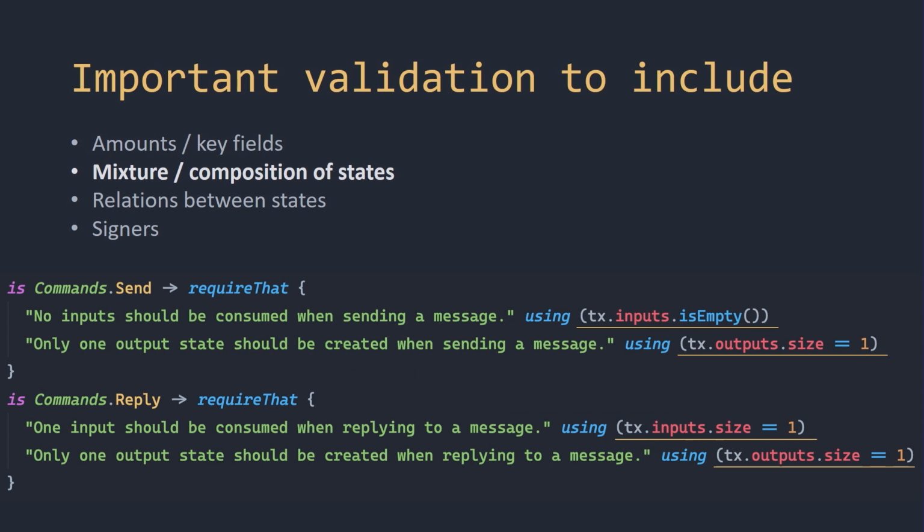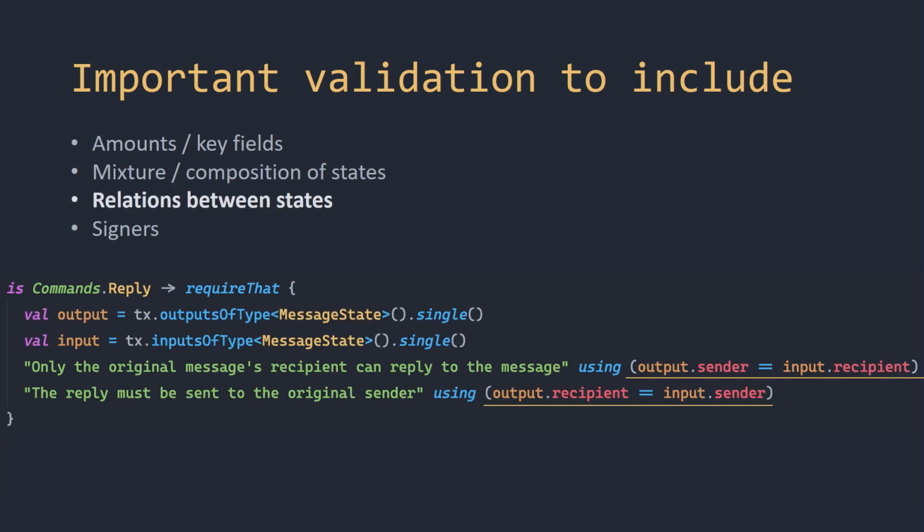Checking the mixture or composition of states can be useful for some use cases. It ensures that any state that should be found with others is always found together. Or, on the other hand, if you have a state that should never be mixed with another state, it ensures that it's never there.